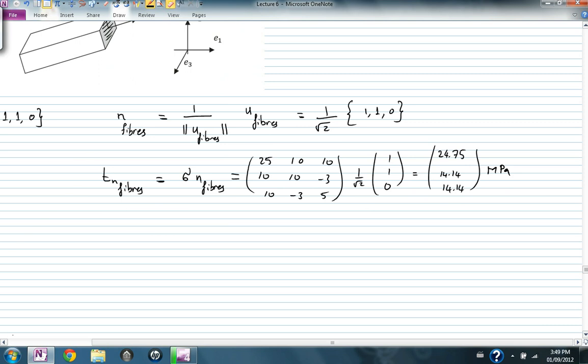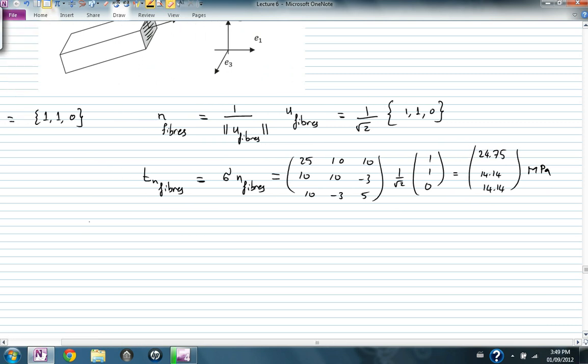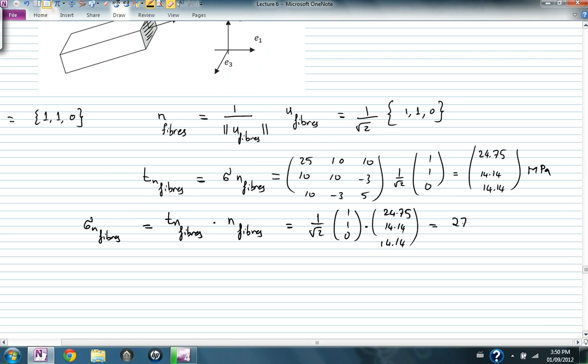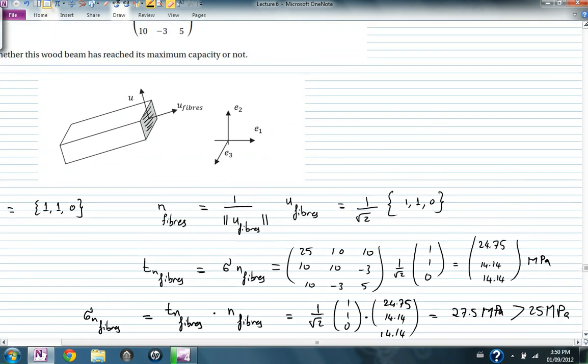So given the normal stress, then, is the dot product between this force per unit area and the normal vector, which will be equal to 1 over root 2, 1, 1, 0, multiplied by 24.75, 14.14, the dot product between the two vectors, and this will be equal to 27.5 MPa, which is actually greater than 25 MPa, which is what is allowed in the problem.